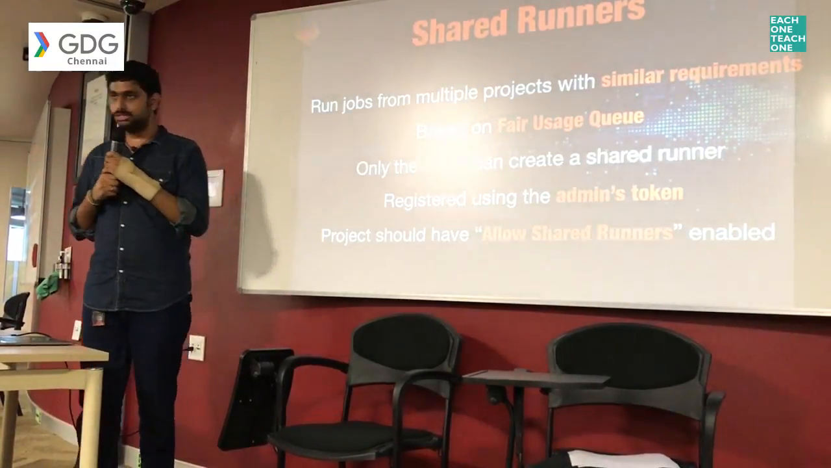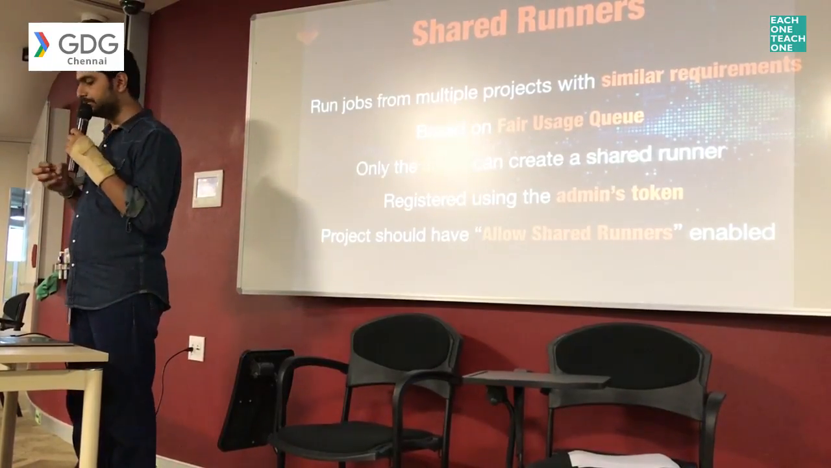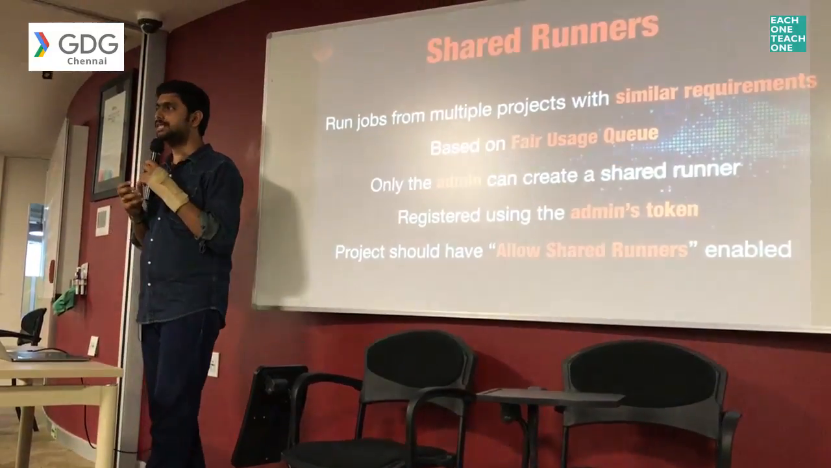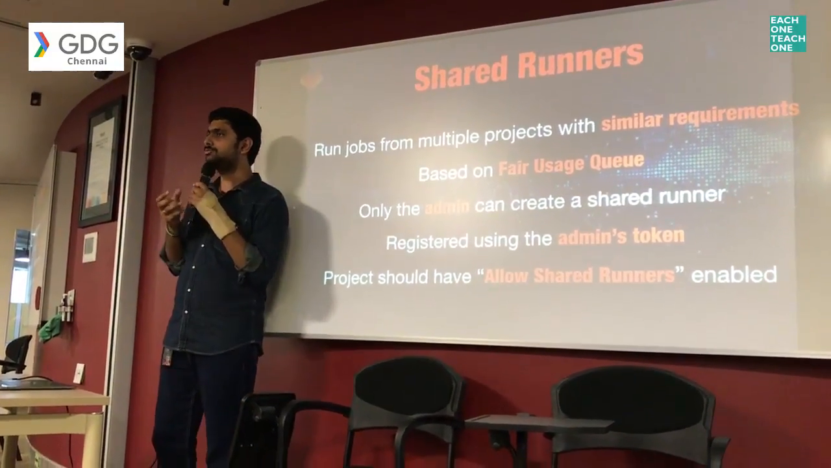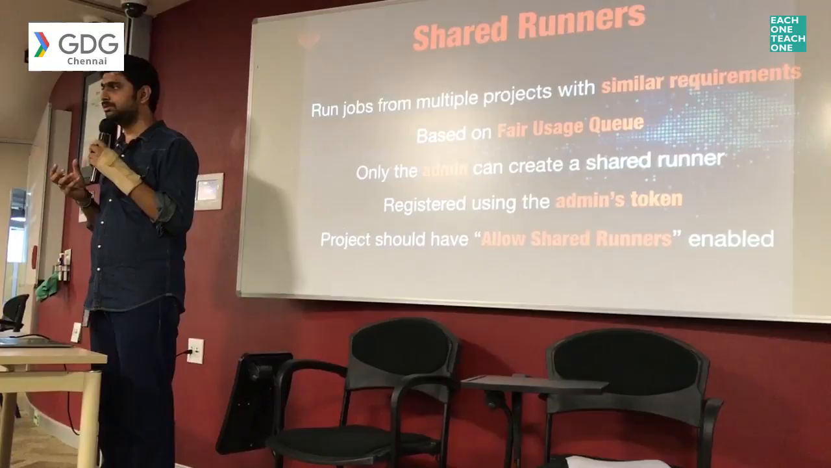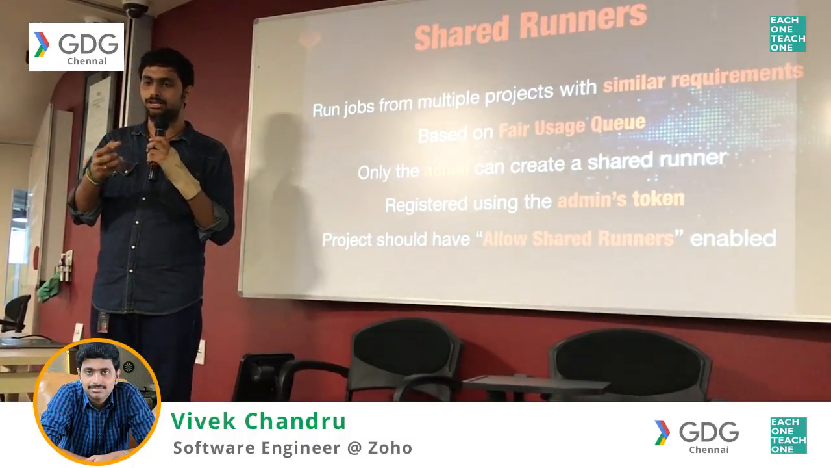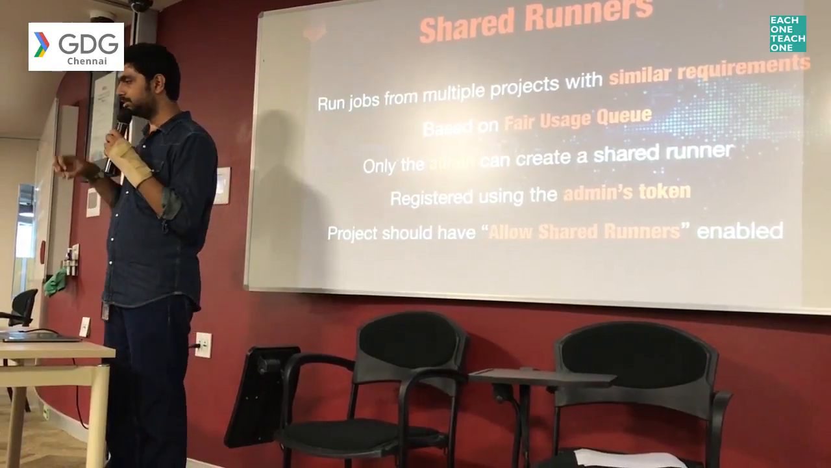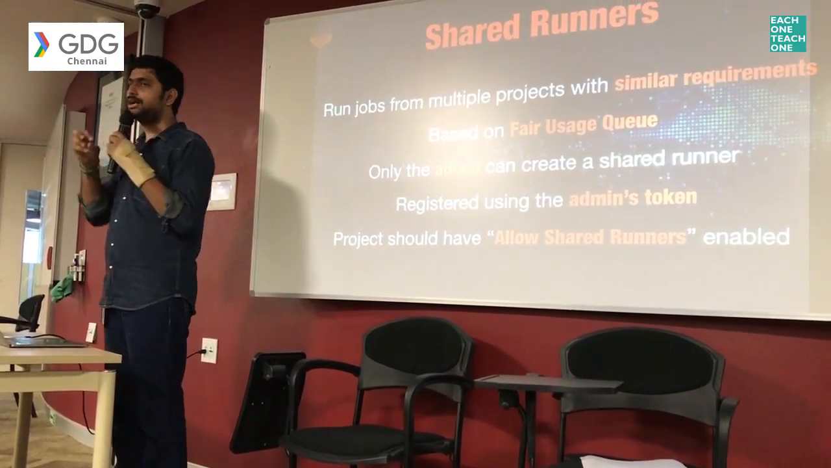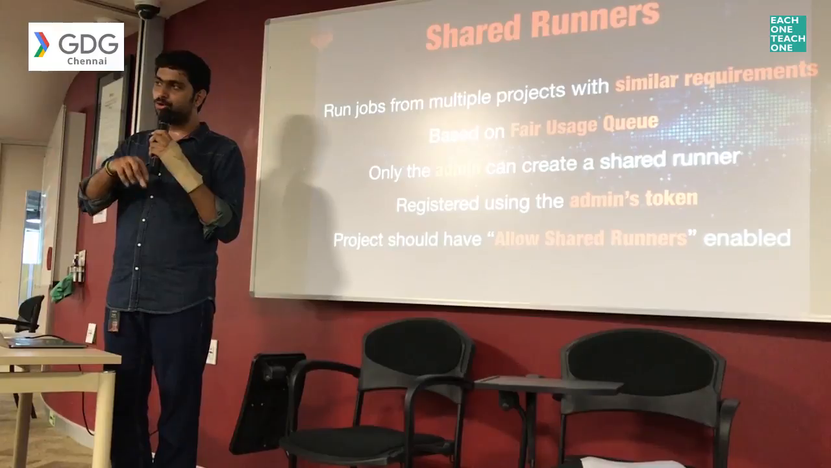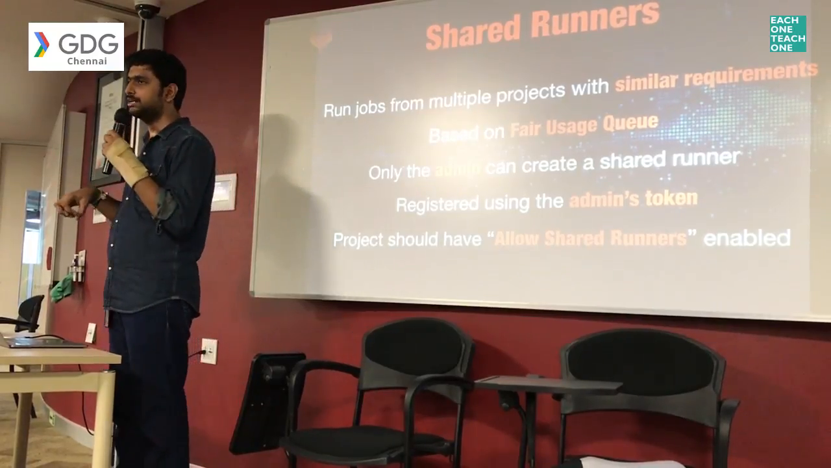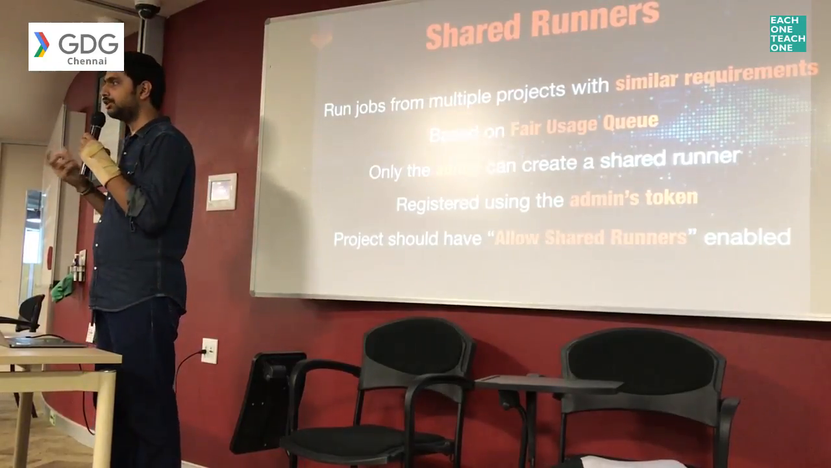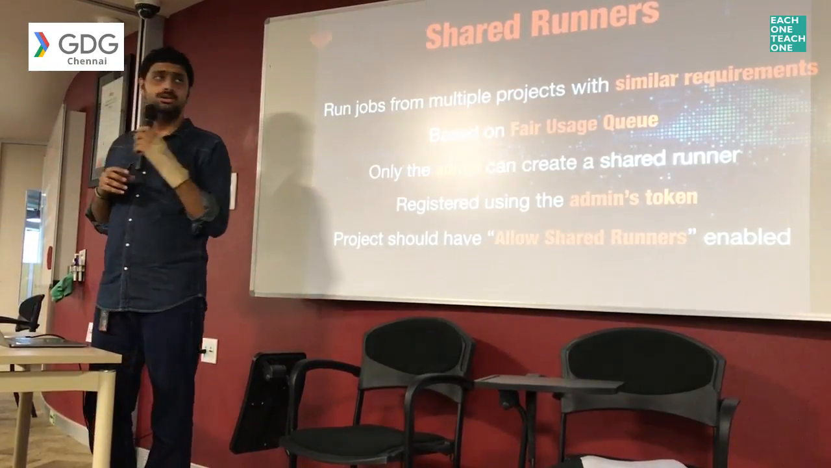And then you come to the registering part. When you register, there is something called a shared runner and a specific runner. What I mean by shared runner is, assume that your organization has a lot of projects and you have a single server that you can offer. So you can set up the shared runner for the organization, and every project in the organization can use that shared runner. So a lot of projects with similar requirements can be run on this runner.